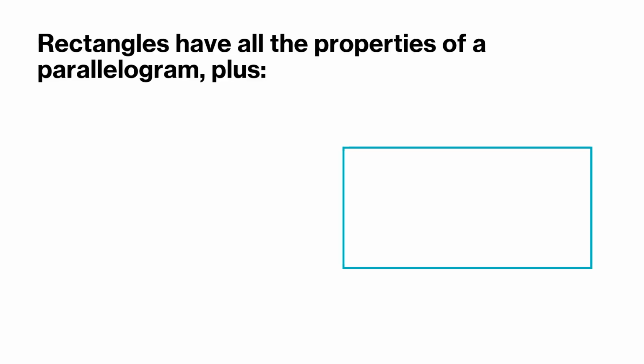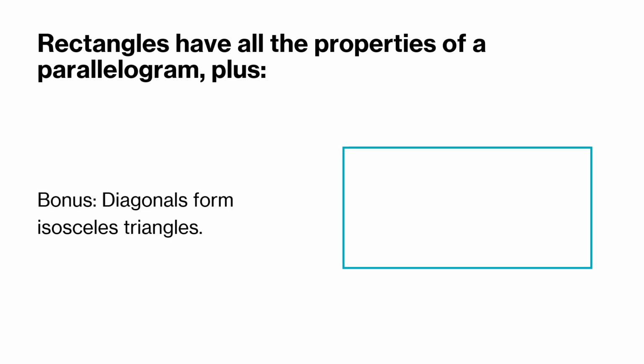This is a bonus property. It follows directly from the other two properties, but the diagonals form isosceles triangles. So because the diagonals are congruent, and because the diagonals bisect each other, we know that this is equal to this, and that this is equal to this. So we get isosceles triangles, two pairs of isosceles triangles.